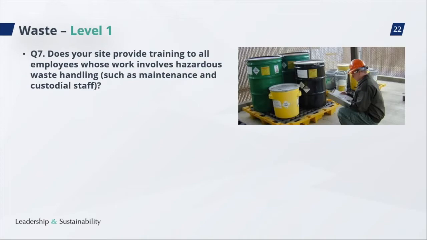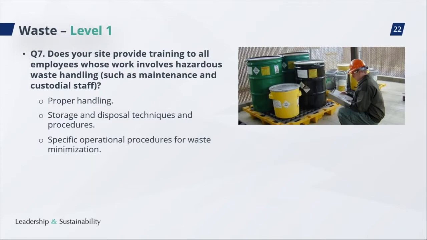Next, we go on to question 7, which asks you, does your site provide training to all employees whose work involves hazardous waste handling, such as maintenance and custodial staff? The training should ideally cover proper handling. It should cover storage and disposal techniques and procedures. It should cover specific operational procedures for waste minimization and the use of personal protective equipment, that is, the distribution and the management of personal protective equipment. In addition to training, a factory should provide sufficient working instructions and signs for handling, segregating, and transporting non-hazardous waste.